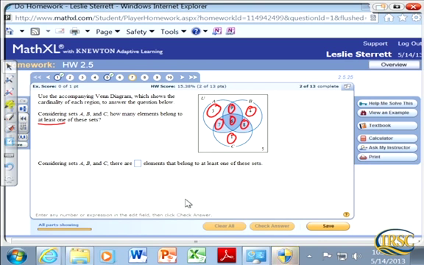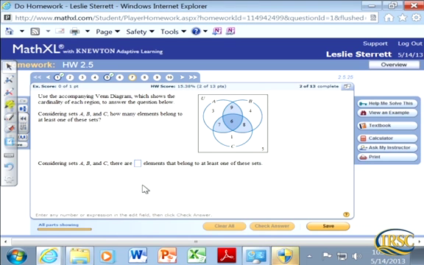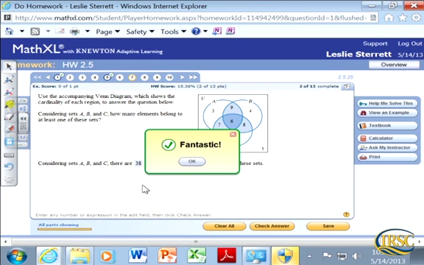Well, you have to add up all those numbers. Okay, so you're adding up all of those numbers, because right here is where the problem tells you that this shows the cardinality of each region. So that means that's how many elements are in each area, and it wants to know how many elements total belong to at least one. So you're adding up all of those amounts. 38. Okay, I heard 38. Fantastic.